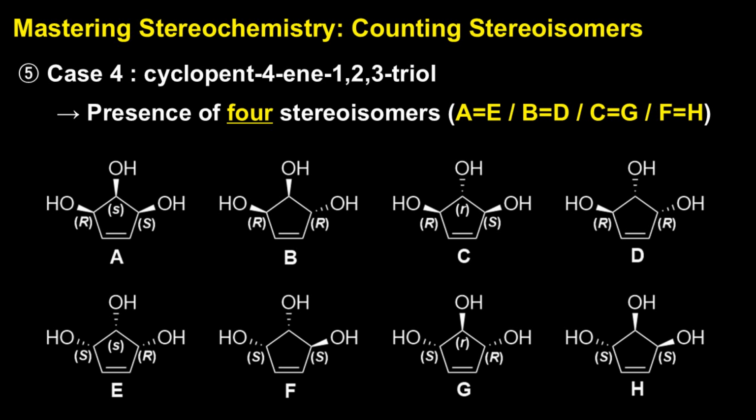This shows why it's important to actually draw the configurations. If we just followed the 2 to the n rule, we would have overestimated the number of stereoisomers. So the key takeaway here is that symmetry can reduce the number of distinct stereoisomers, and it's always a good idea to draw out the structures rather than just applying the rule.